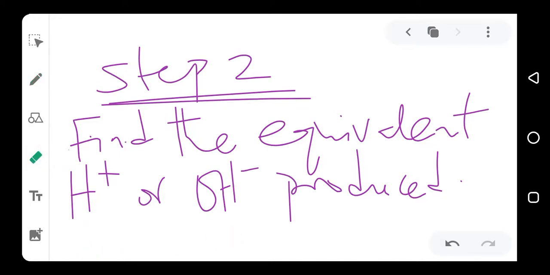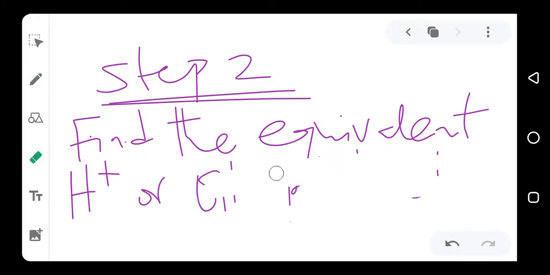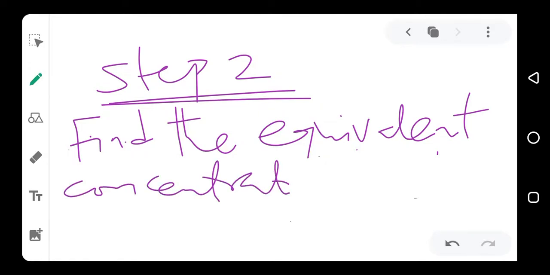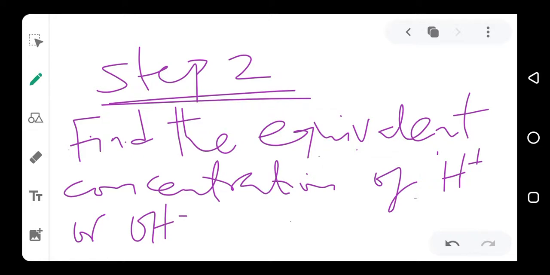So step 2 is always for us to find the equivalent concentration of hydrogen or hydroxyl ion produced. That is step 2.